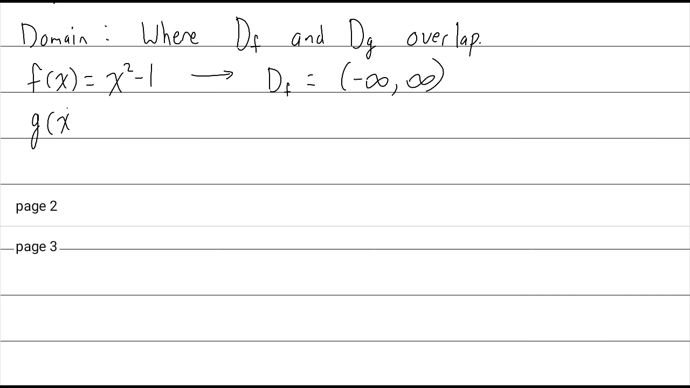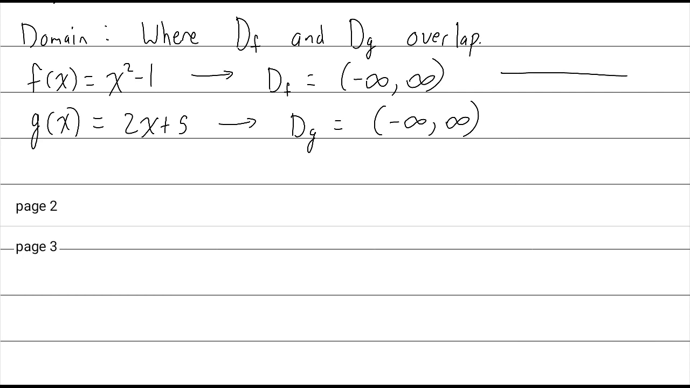My domain for g is going to be the same thing for the same reason. All right, now we get to the new ones. Okay, so I'm going to draw these out in number line form, right? Domain of f is negative infinity to positive infinity. Let's color code that. Why not? The domain of g, negative infinity to positive infinity.